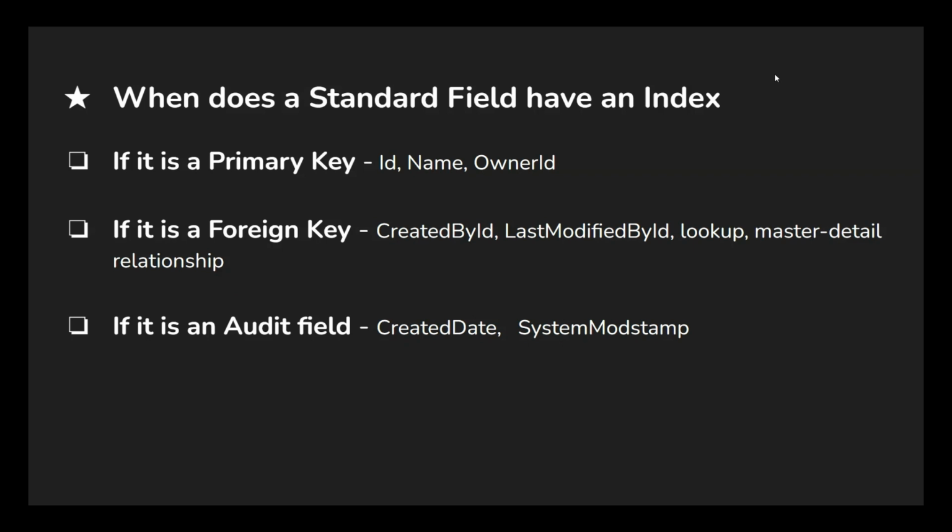The next concept that we need to understand is, when does a standard field have an index? If it is a primary key, or a foreign key, or an audit field, then that standard field has an index. Examples of such fields are Id, Name, OwnerId for primary keys, and CreatedById, LastModifiedById for foreign keys, and CreatedDate, SystemModstamp for audit fields.